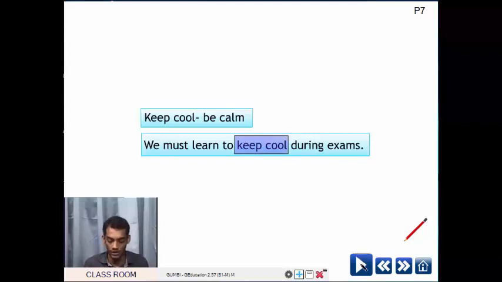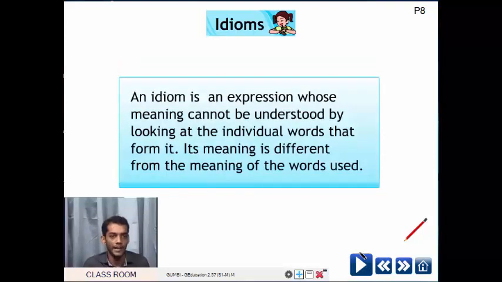Children, these are all called idioms. Do you know what is an idiom? Good. I will tell you. An idiom is an expression whose meaning cannot be understood by looking at the individual words that form it. Its meaning is different from the meaning of the words used. Repeat it.